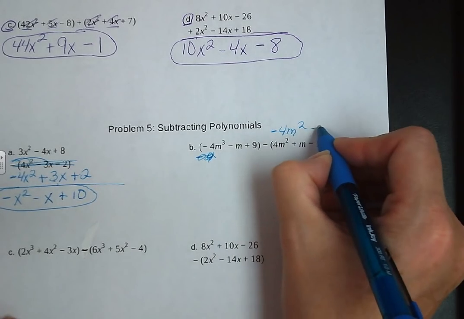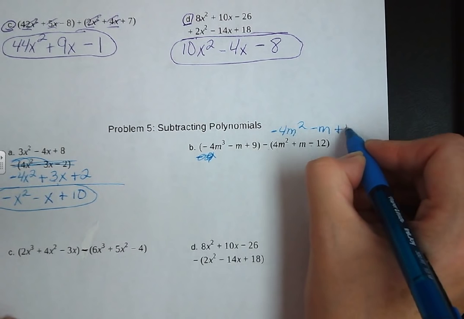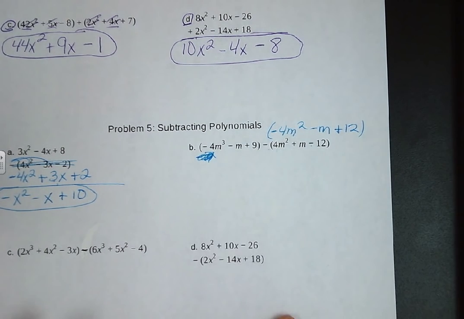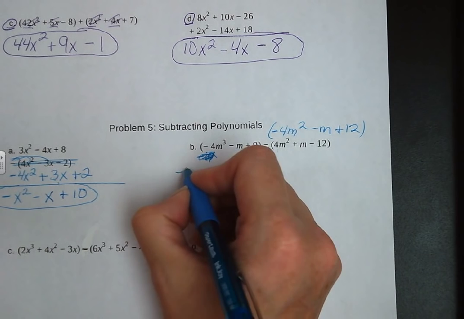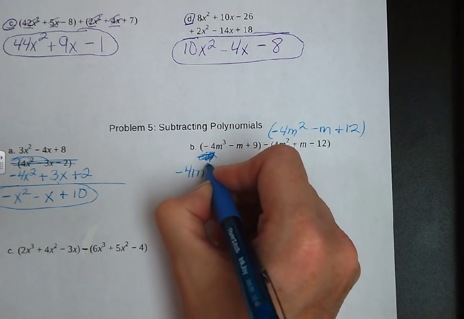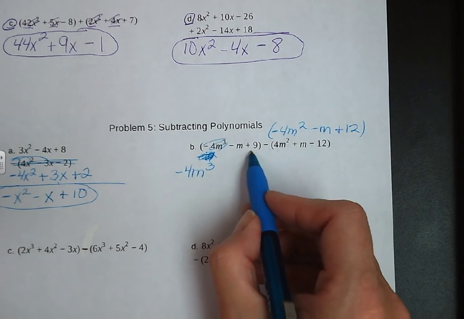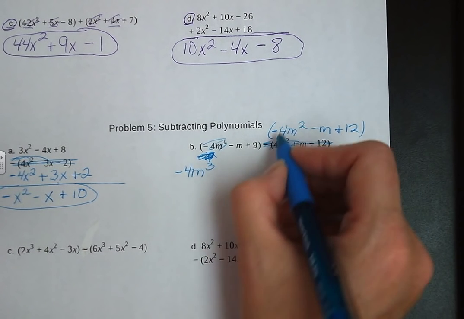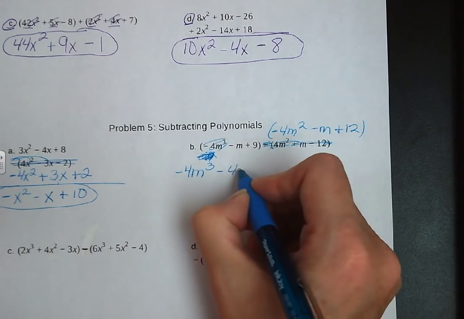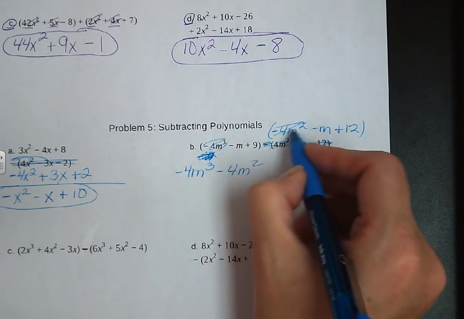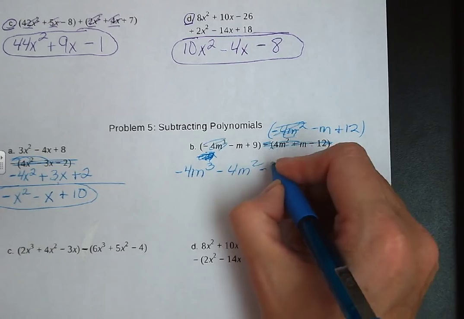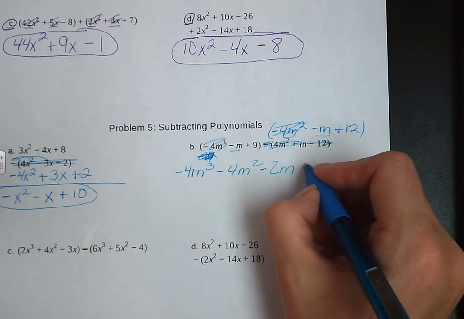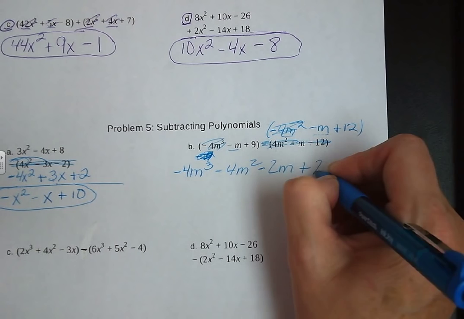So you need to distribute that negative sign to each of those terms, and then look and see what we can combine. So we have a negative 4m cubed. There's no other m cubeds in the polynomial. And now we've got minus 4m squared. So this is kind of bad. Mm-hmm. So now we've got negative m minus m, so that's negative 2m. And we have a 9 plus a 12, which is 21.